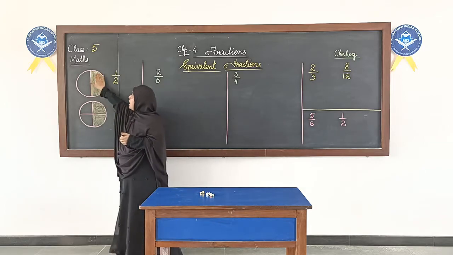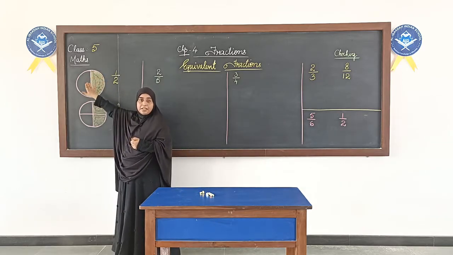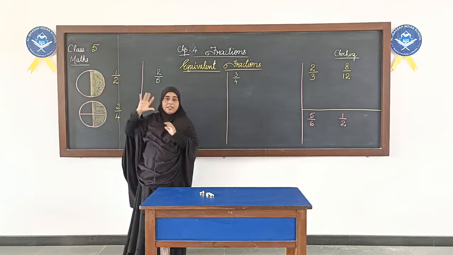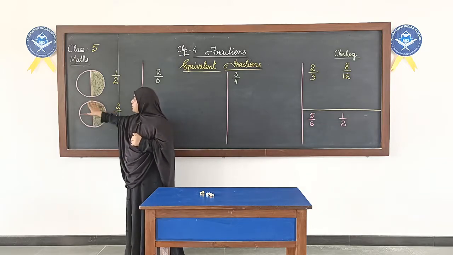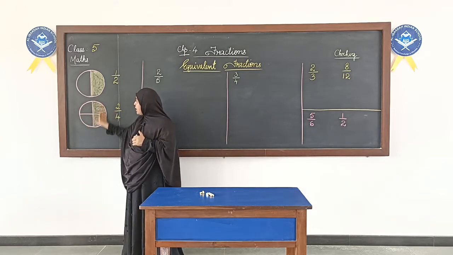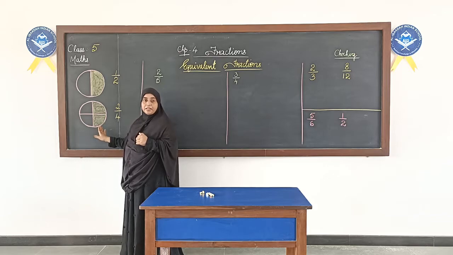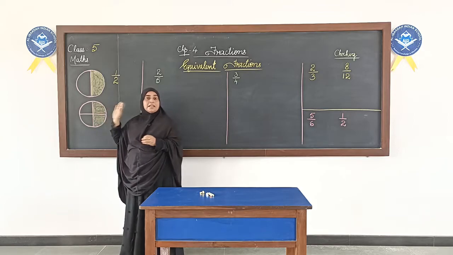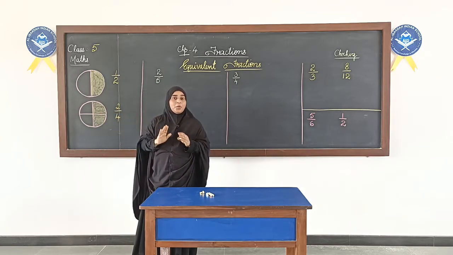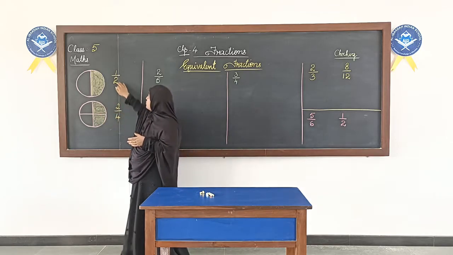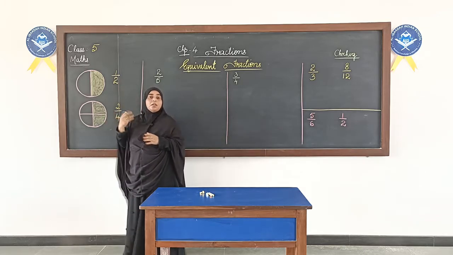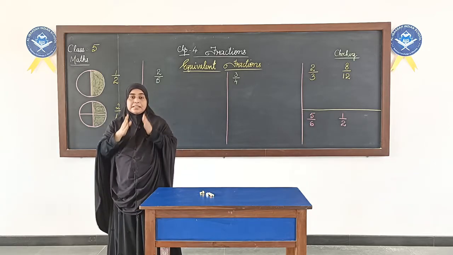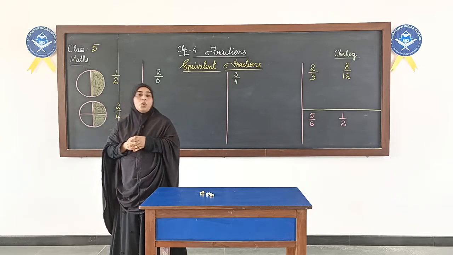Here also half of the figure is shaded, or half of the pizza you can say has been eaten up. In the second figure also it is half of the figure that is shaded. The quantity of both the figures shaded is the same. The value is the same, but the two fractions that we wrote are different. The fractions might look different, but they represent the same amount or the same quantity.